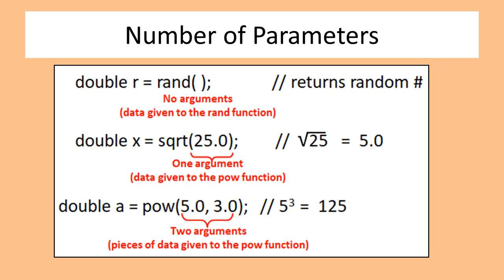No arguments are given to the rand function. When called, it returns a random number. One parameter is given to the square root function. When called, it returns the square root of a number as a double data type. In this case, the square root of 25 is 5.0.